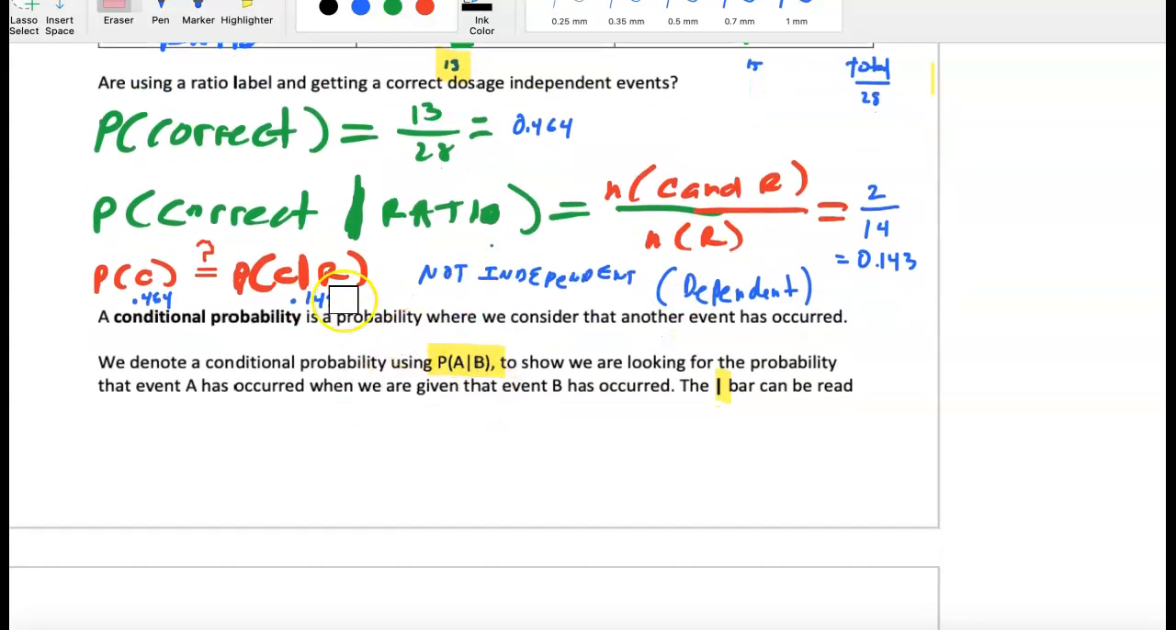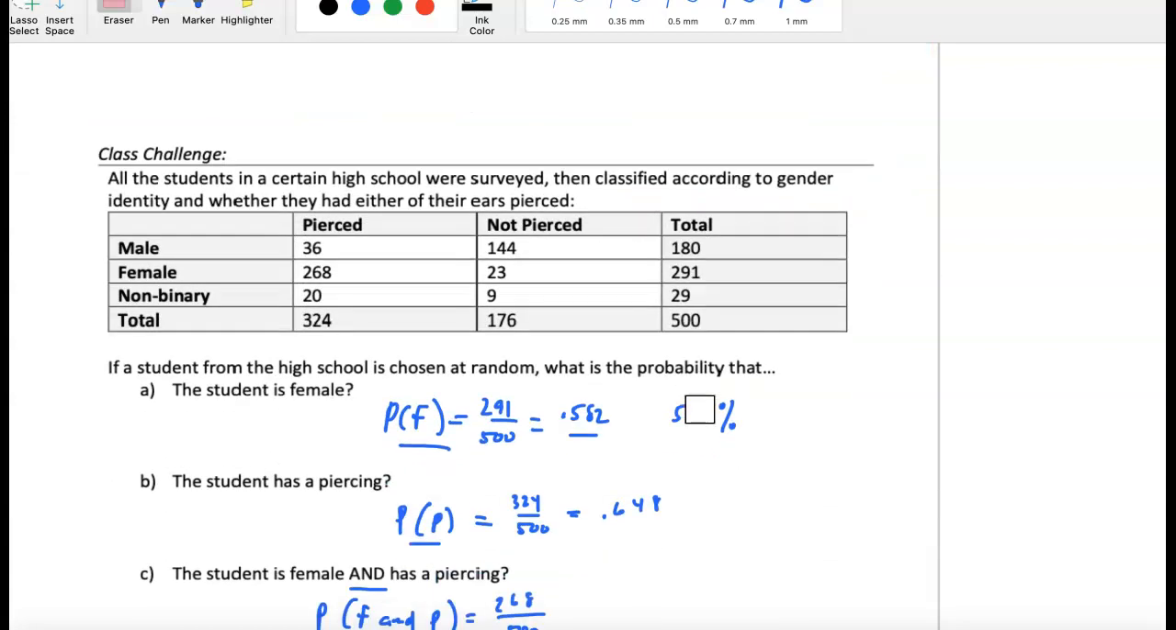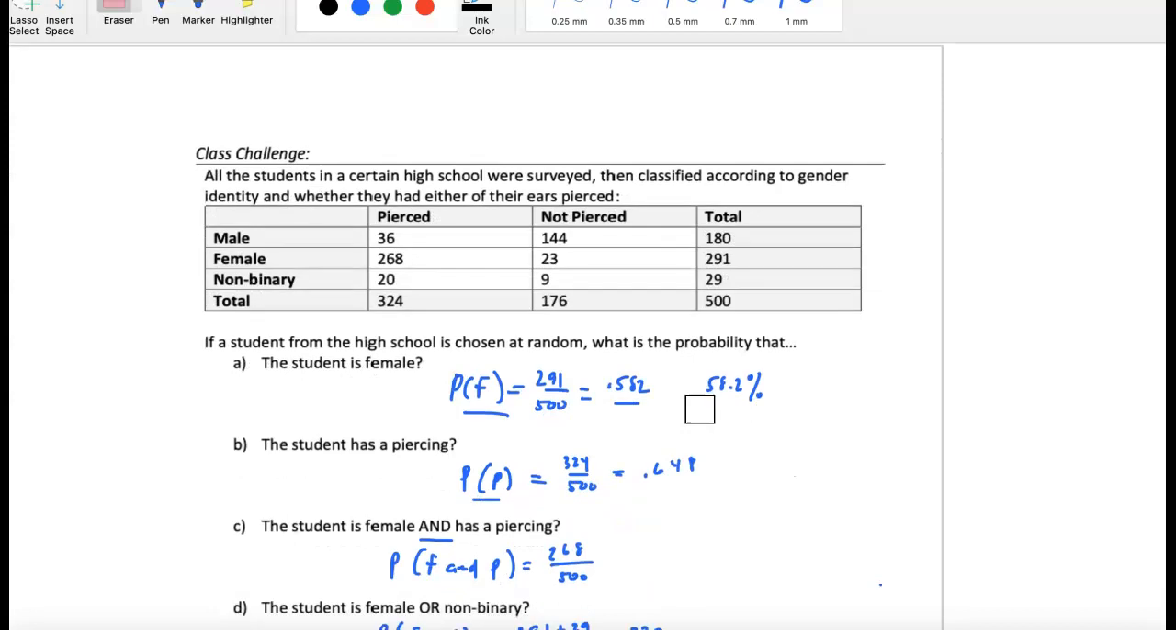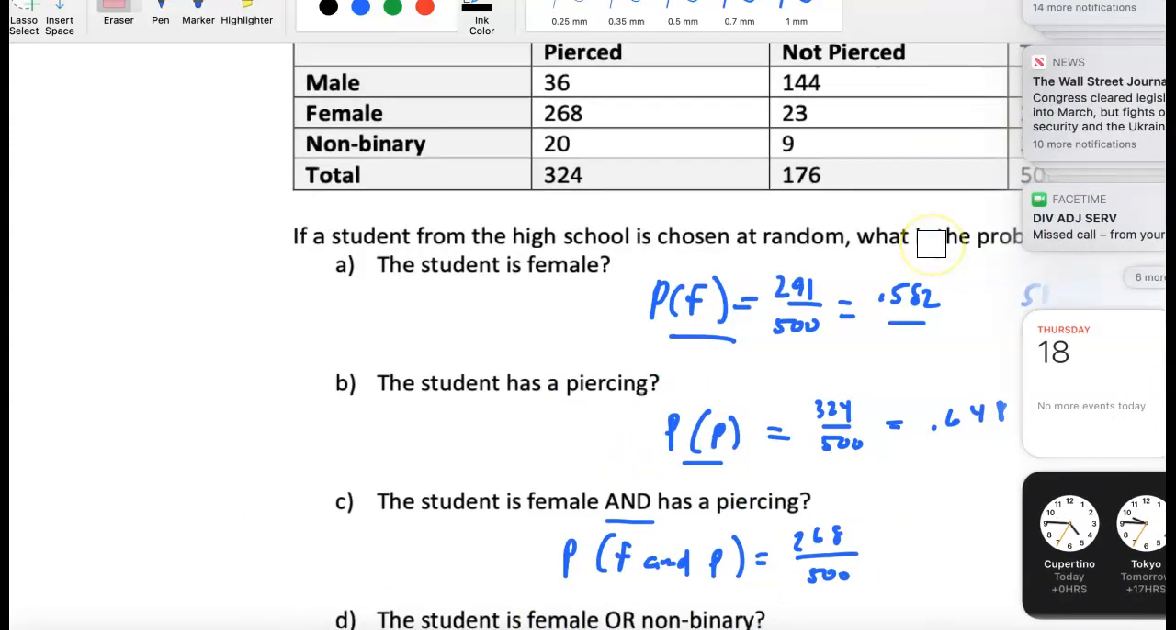Now, again, we talked about conditional probability earlier. It's the probability where we consider another event has occurred prior, and we have this notation. So I want to reinforce it again as we do that. Now, the class challenge, I'll let you try that. You have that page. Go ahead and try that. But here are the answers to check your work.